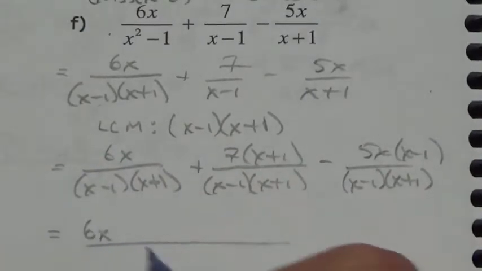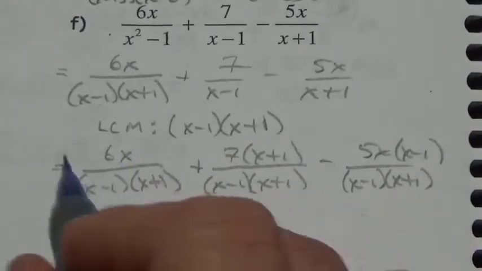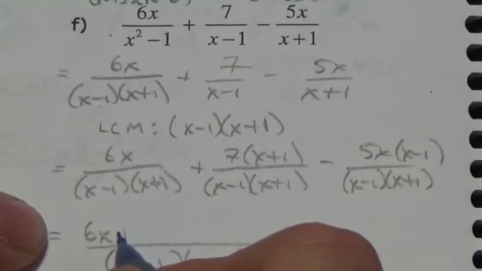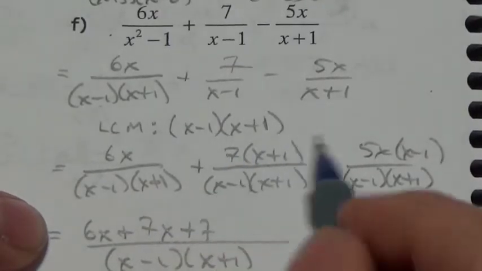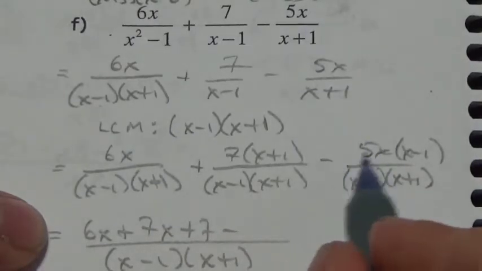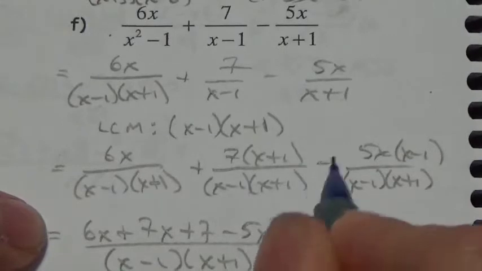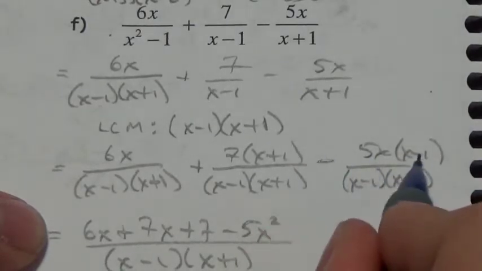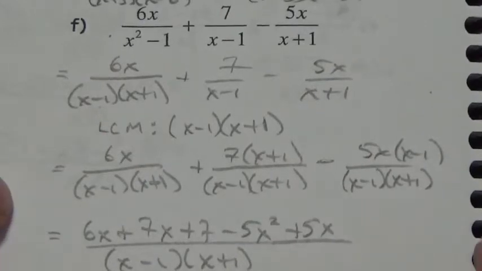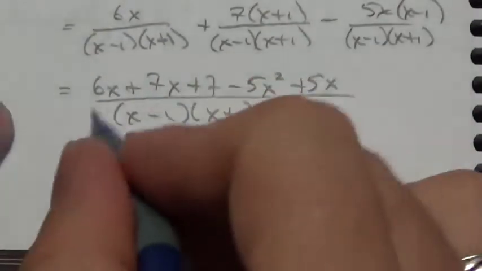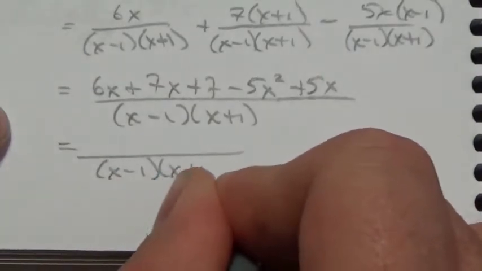So it's going to be 6, oh, sorry, I should put that in the denominator, x minus 1, x plus 1. My numerator is going to be 6x plus 7x plus 7 because I have to distribute that through. Now I'm going to distribute the negative 5x through. So negative 5x squared. And then remember to distribute the negative to that negative there so it becomes positive 5x. There we go. This is still over x minus 1, x plus 1.